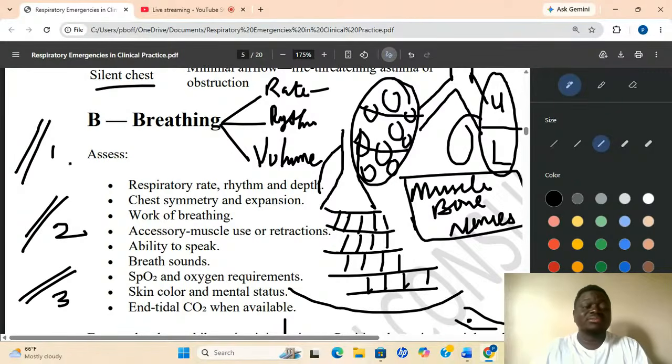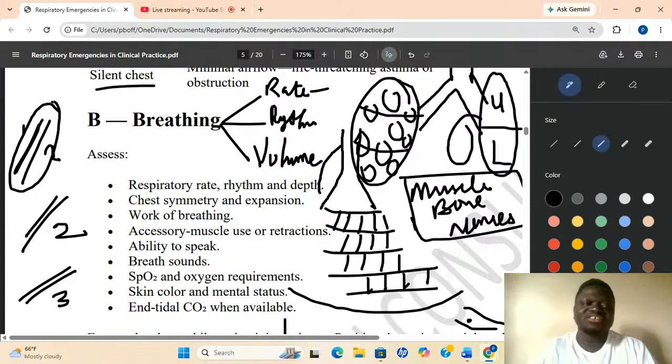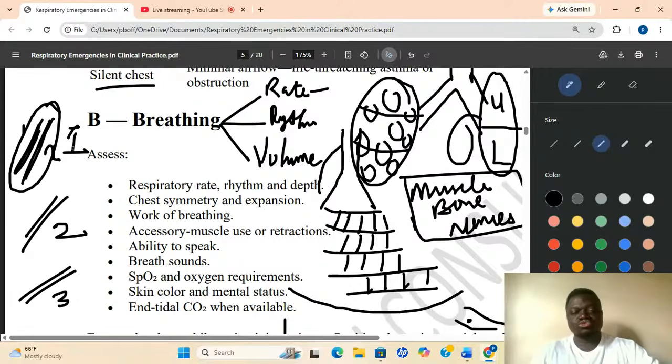A lot of people make mistakes. They count breathe in as one, breathe out as two. This is wrong. This is a cycle, and the cycle must have a breathe in and a breathe out. So this is one cycle. These are the things you should know. Now, that is the rate.